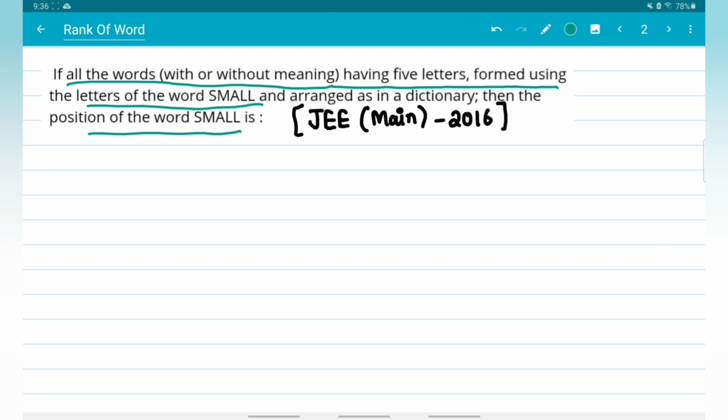Okay, so let's start. Now I'll show you the trick. So for this, first we will write small. Okay, now what we're going to do is we are going to number these letters in alphabetical order. Okay, now when we go in alphabetical order, A comes first, then L will come, and since L is repeated, so both the L I'm giving number 2, and then comes M, third position, and then comes S. So I've numbered them according to the alphabetical orders.